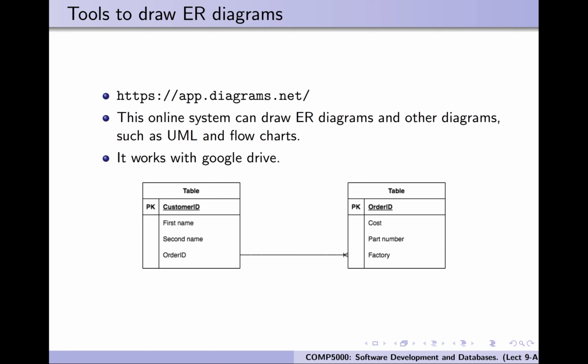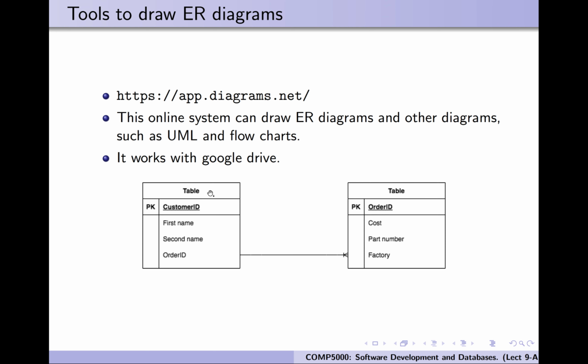So how do we draw the diagrams? Well, we have to use some kind of software. I'm going to show you two examples, but I'm just going to work with one of them. Here's this example, diagrams.net. It can draw many types of diagrams: entity relationship diagrams and other diagrams, such as UML and flowcharts. And it works with Google Drive.